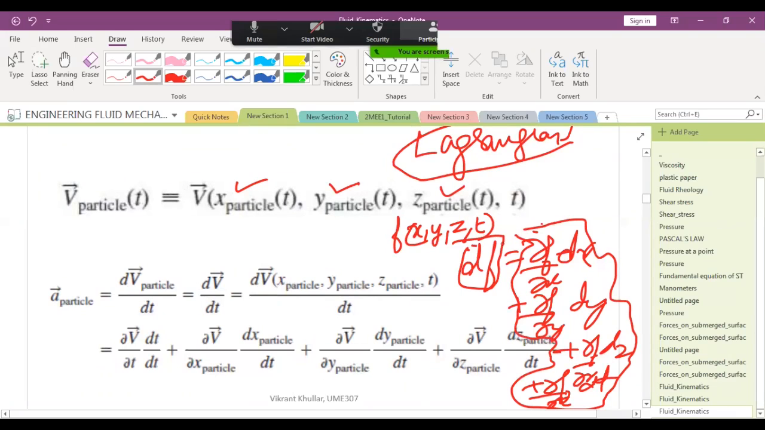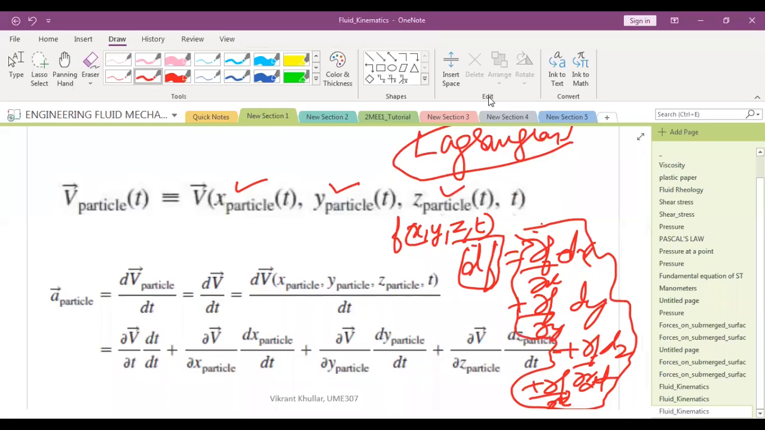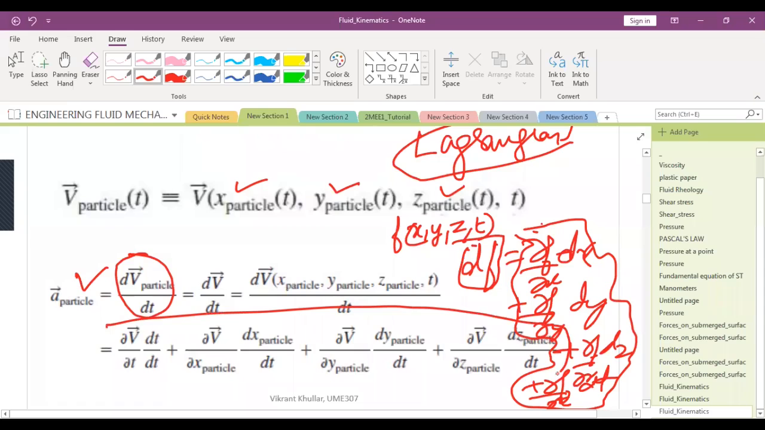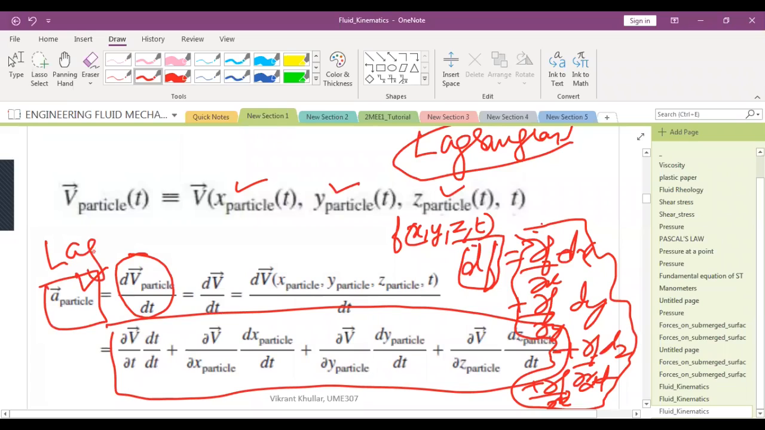So I'm applying the same chain rule here, and when I apply it to this acceleration part, that is the first derivative of velocity with respect to time, I get these expressions. As of now, this is still in Lagrangian approach. That is, this is the Lagrangian format of the acceleration of the particle.